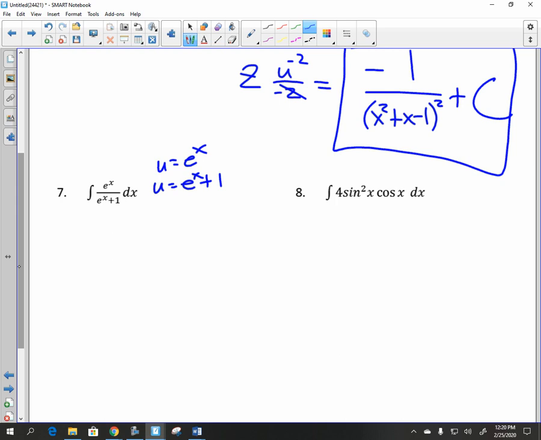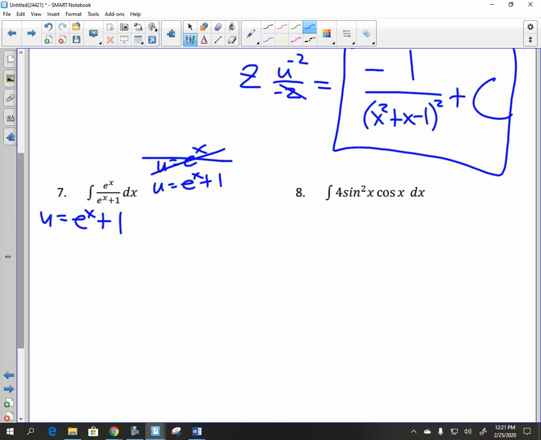Here's what you choose u to be. When you take the derivative of u, you want to come up with what's left over. So if I take the derivative of e to the x, do I come up with e to the x plus 1? No. But if I take the derivative of e to the x plus 1, do I come up with e to the x? Yes. And that's why this is incorrect and this is correct. Does that make sense?